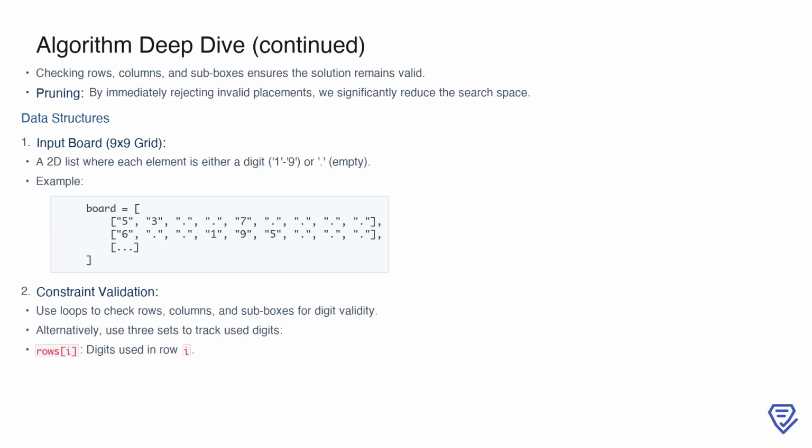To implement this, we use the input board, which is represented as a 9x9 grid. Each element in this grid is either a digit from 1 to 9 or a dot, which signifies an empty cell. For instance, a partially filled board might look like a two-dimensional list in Python, where empty spaces are denoted with dots. To validate constraints, we can use loops to check rows, columns, and subboxes manually. Alternatively, we can use 3 separate sets to track digits already used in rows, columns, and subboxes, ensuring that each new entry is validated in constant time.